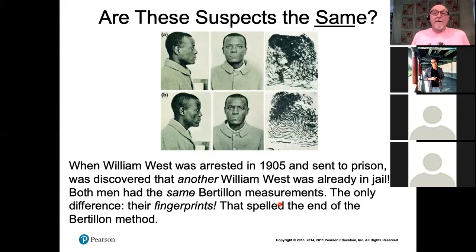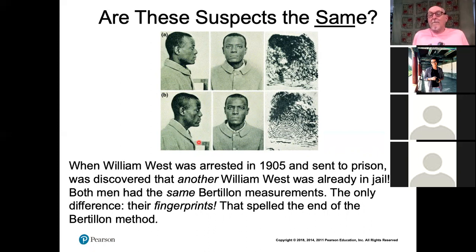Here's a case here in the United States which put an end to the Bertillon system once and for all. This is a case of the William Wests, two William Wests. One was William, the other was called Willie. And here they are. Have a look at them. These are the mug shots. Just look at them. They absolutely look exactly like one another.